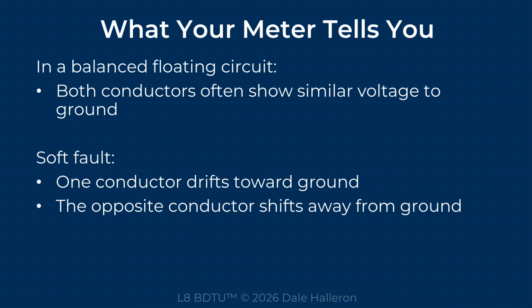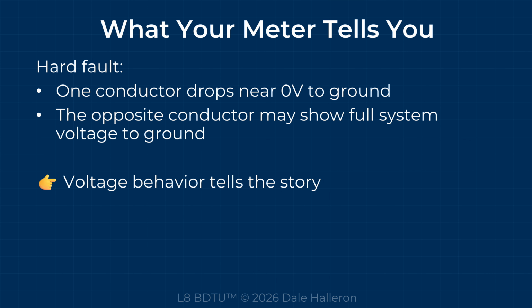What your meter tells you. In a balanced floating circuit, both conductors often show similar voltage to ground. A soft ground fault: one conductor drifts towards ground, the opposite conductor shifts away from ground. A hard ground fault: one conductor drops near 0 volts to ground. The opposite conductor may show full system voltage to ground. Voltage behavior tells the story.